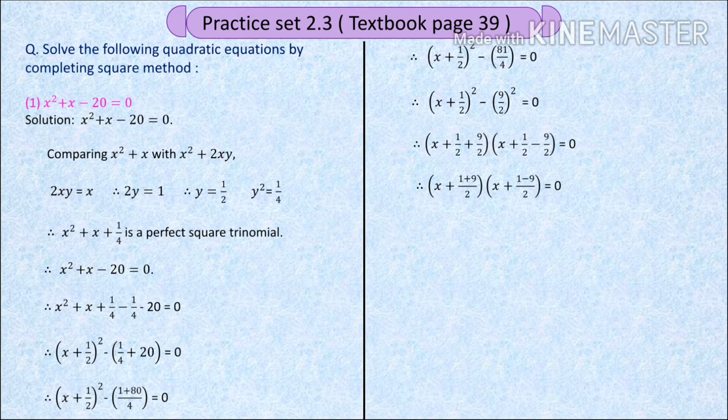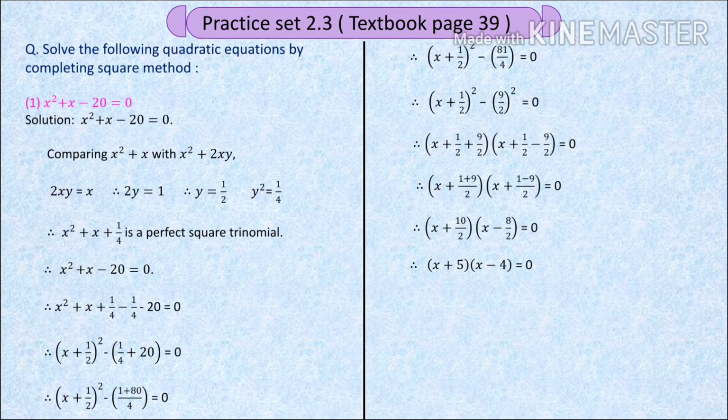x plus, here the denominators are same, 2 and 2, so we can add them. x plus 1 plus 9 by 2 in one bracket, x plus 1 minus 9 by 2 in another bracket, is equal to 0. So that will become x plus 10 by 2 in one bracket and x minus 8 by 2 in another bracket, which is equal to 0.